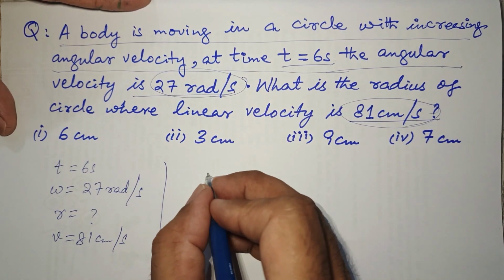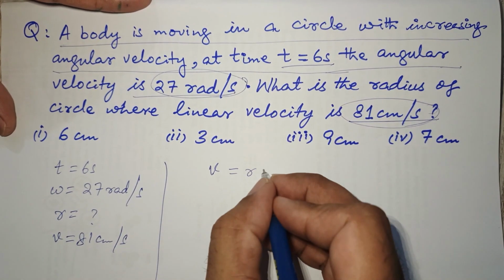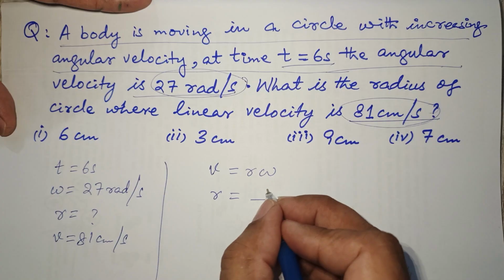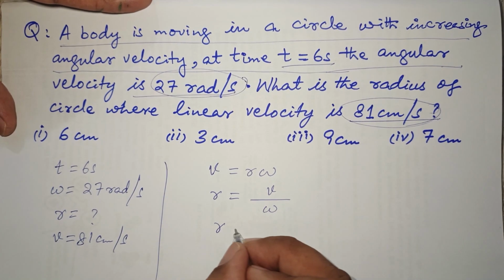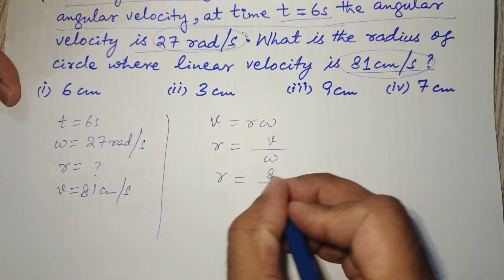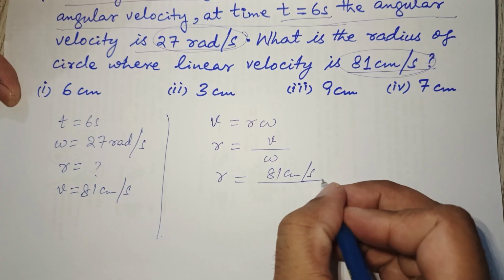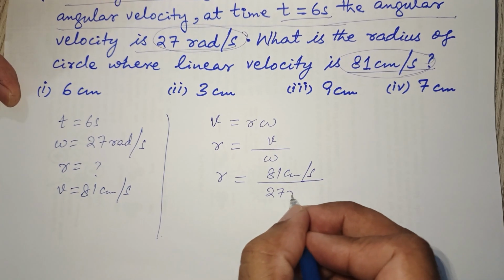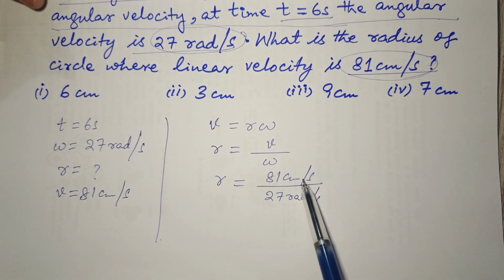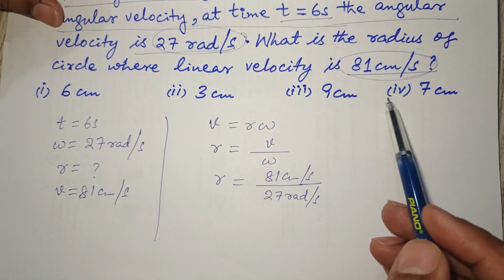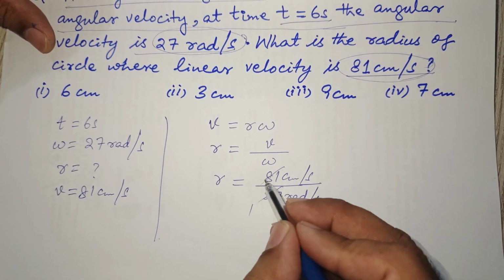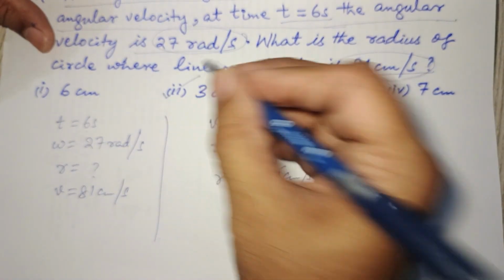Why? Because we know that the relation between V and omega is V is equals to R omega. We have to find out R. So R will become equals to V over omega. R should be, V is how much? V is 81 centimeter per second and omega is 27 radian per second. We didn't change this centimeter into meter. Why? Because all the options are given in centimeters. That's why I didn't change it. So R will become equals to 27 1s are 27, 27 3s are 81. So 3 centimeter will be the correct answer.